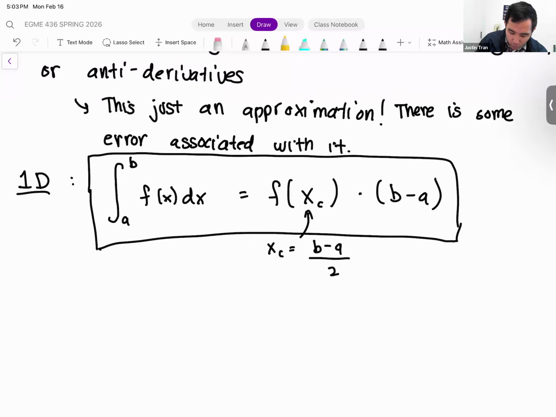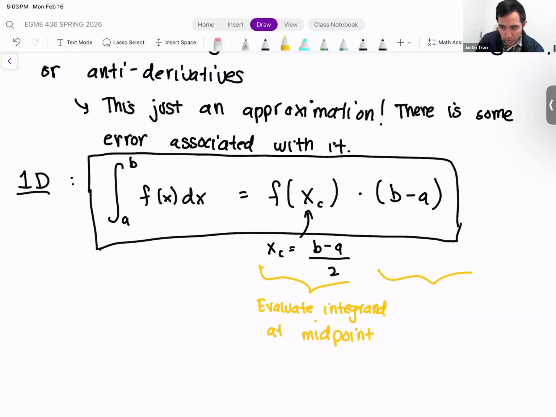Right, so the benefit of this is that we don't actually have to perform any integral. You just take your integrand, whatever it is, evaluate it at the midpoint, and then multiply it by the length of your integration bounds. You just multiply those two things together, and that will give you your integral. Very simple.